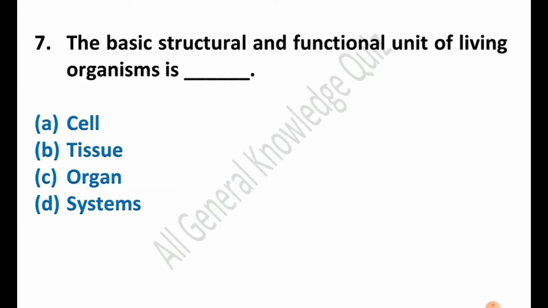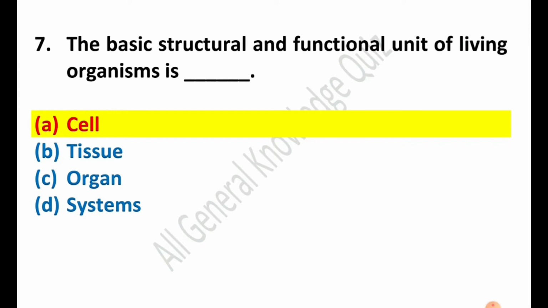Question number 7. The basic structural and functional unit of living organism is option A, cell, option B, tissue, option C, organ, option D, systems. The answer is option A, cell. The basic structural and functional unit of living organisms is cell.